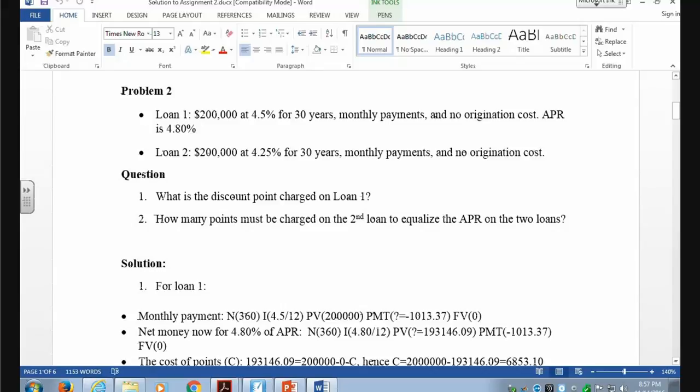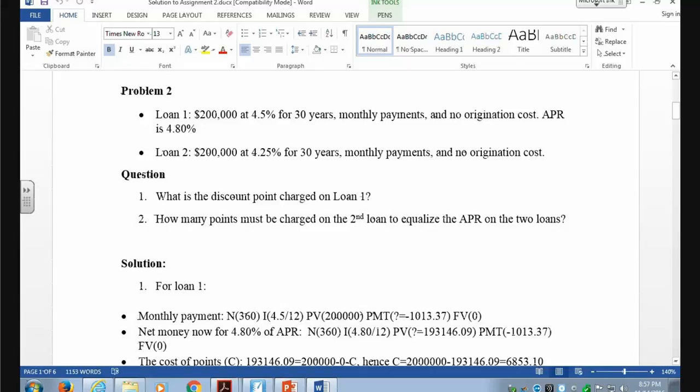Yes, in order to compute the discount points, it's always the total cost of the discount point divided by the loan amount. Because look, if the discount point is 1%, that's why you compute the total cost for the discount point divided by the loan amount in order to get the discount point, right?